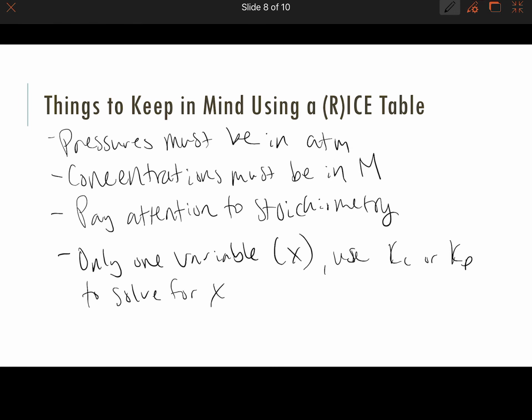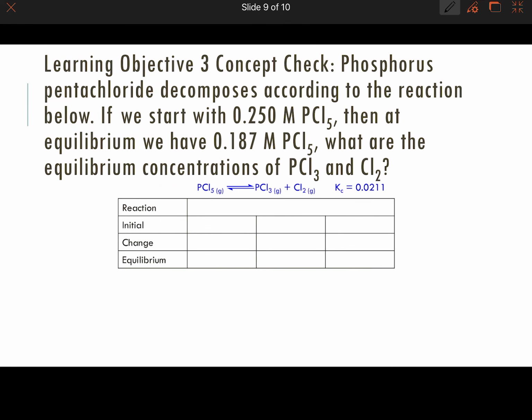Okay, so let's try an example. This is an easy example. They get much more difficult, but that'll be for our next one. So we've got PCl5 decomposing to produce PCl3 and Cl2. The Kc of that is 0.0211. So we want to use that information, and our initial PCl5 concentration, equilibrium PCl5 concentration, to determine what our equilibrium concentrations of PCl3 and Cl2 are.